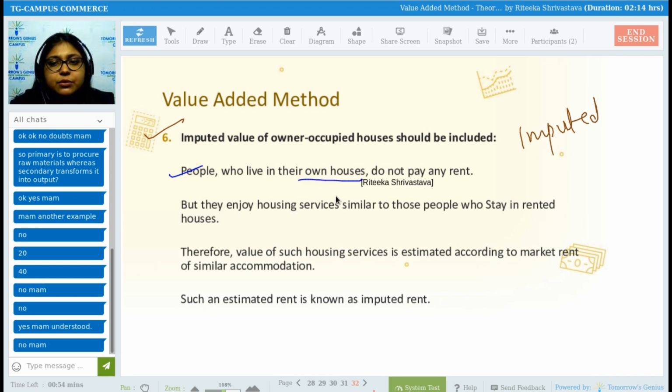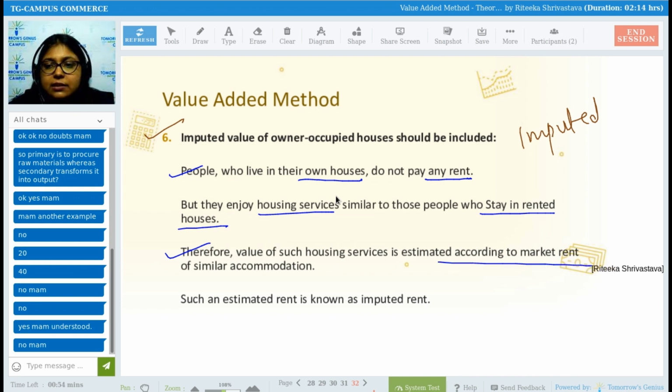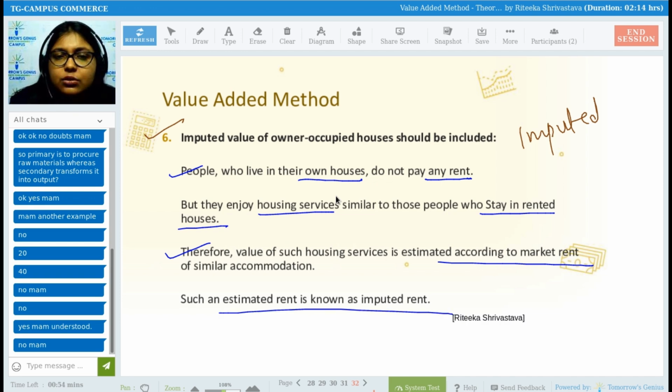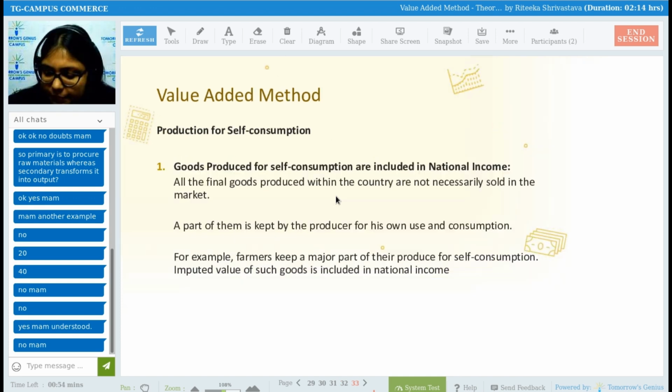People who live in their own houses do not pay any rent. True, but they enjoy housing services similar to those people who stay in rented houses. Very true. Therefore, the value of such housing services is estimated according to the market rent of similar accommodation. At present, the market value of that area, that flat, that building is 1000 rupees. So such estimated rent is known as imputed rent. Is it clear?